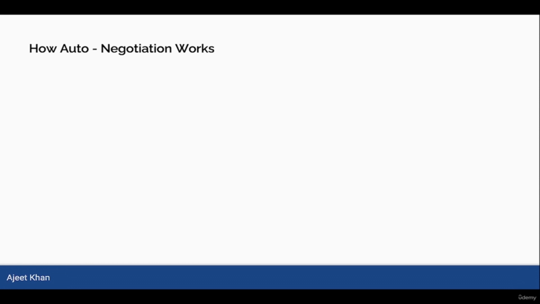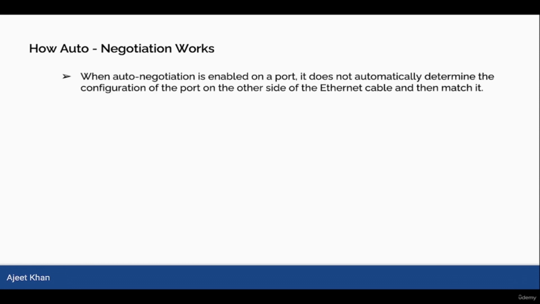Let us understand how auto negotiation works. When auto negotiation is enabled on a port, it does not automatically determine the configuration of the port on the other side of the Ethernet cable and then match it. So it is not automatically determining the configuration on the other side. This is a common misconception that often leads to some problems.